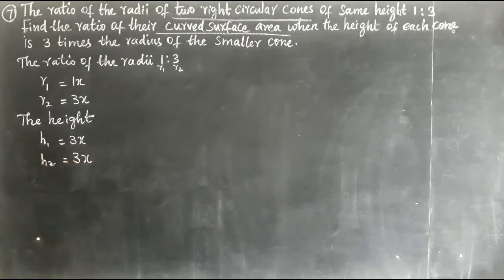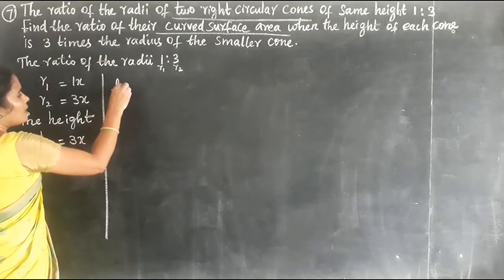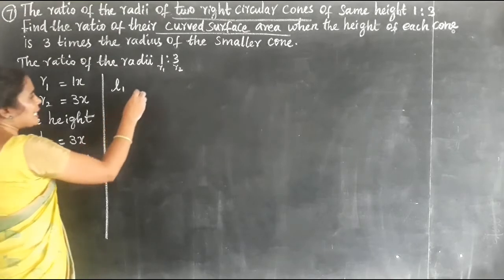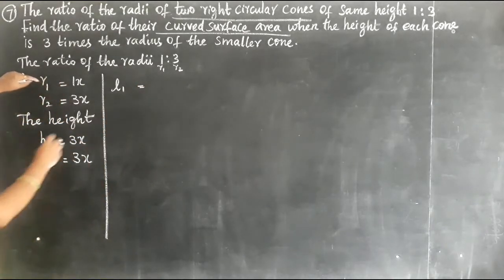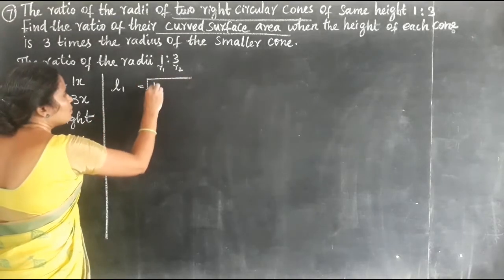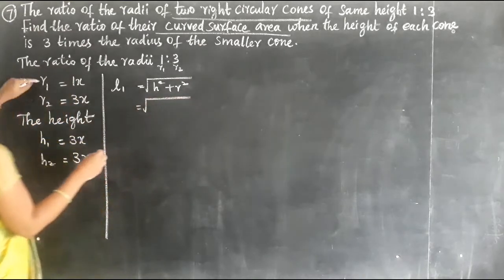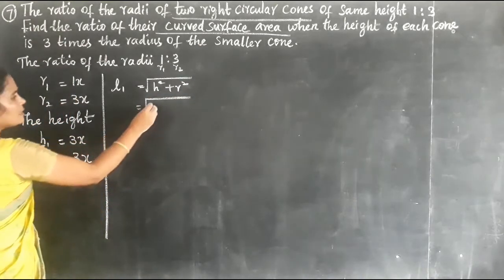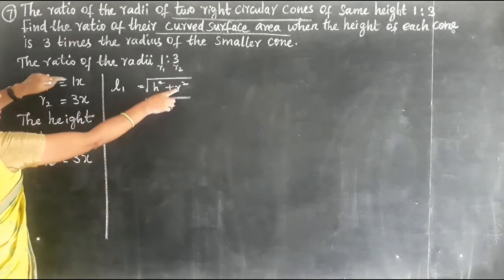Find the ratio of the curved surface area when the height of each cone is 3 times the radius of the smaller one. So before finding CSA, let us find L1 and L2, that is slant height of the cone, L1 and L2. So L1 is equal to square root of h square plus r square, taking h1, so 3x square plus r1, 1x.